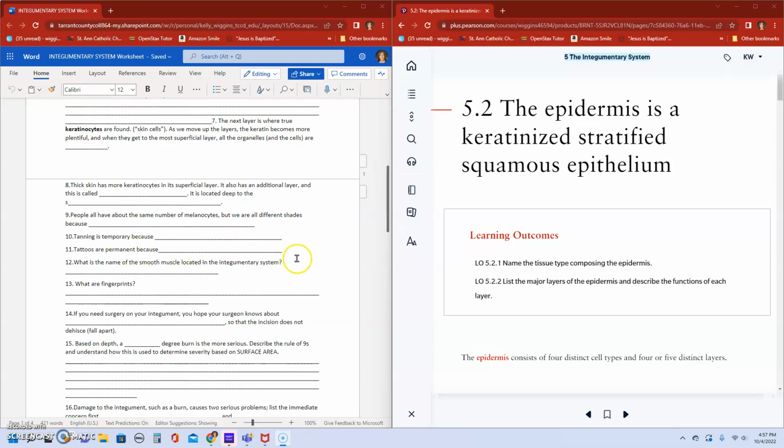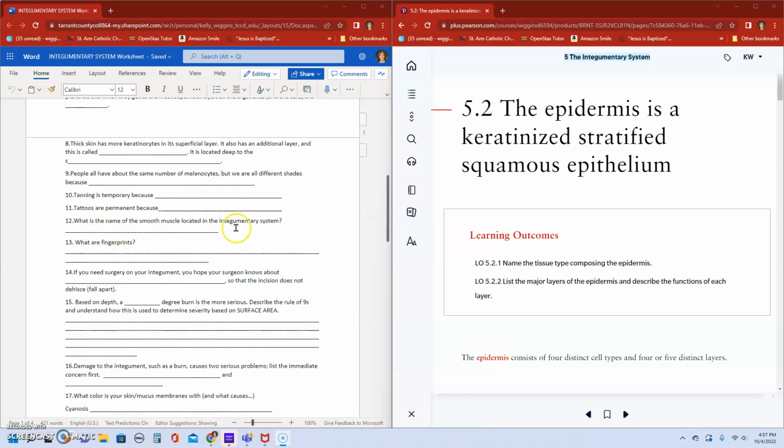Tattoos are permanent because they go in the dermis. So that does not go through mitosis. It can regenerate, but it's not going to be the same as what you were born with. It's going to fill in with some scar tissue. The name of the smooth muscle located in the integumentary system, that's going to be the erector pili muscle.